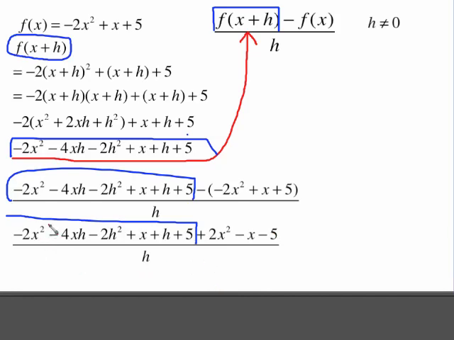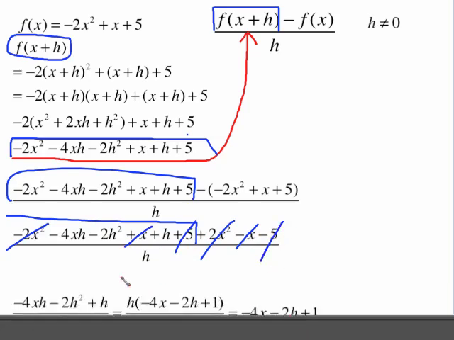I have a negative 2x squared and a positive 2x squared that cancel. A positive x and a negative x that cancel. And a 5 with a negative 5 that cancels. And then what we have left is this, negative 4xh minus 2h squared plus h all over h.